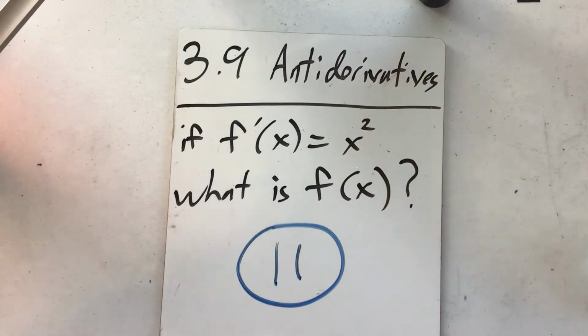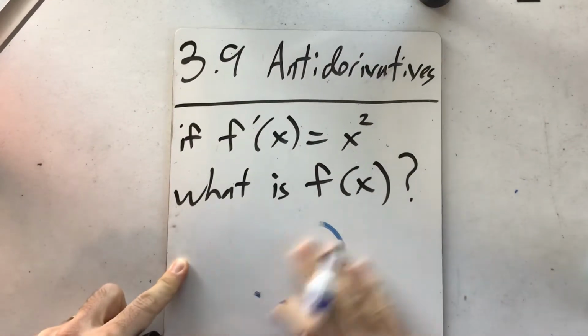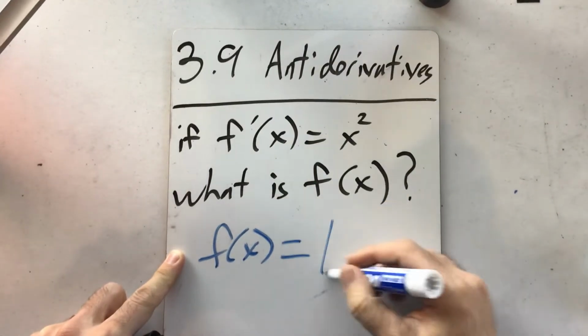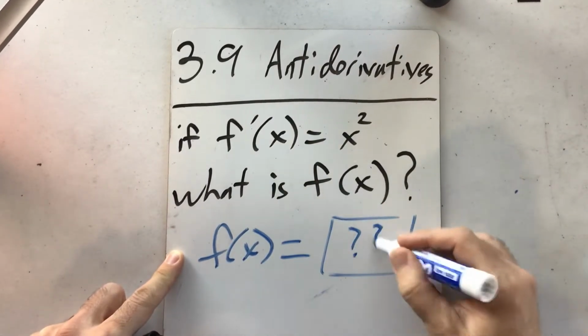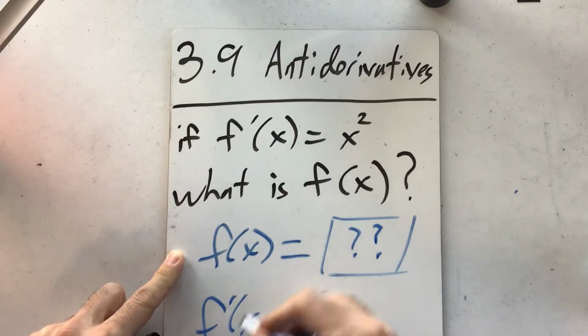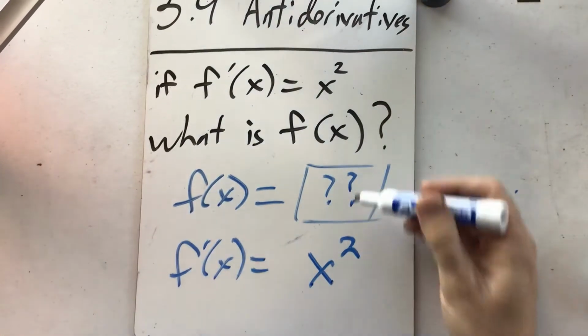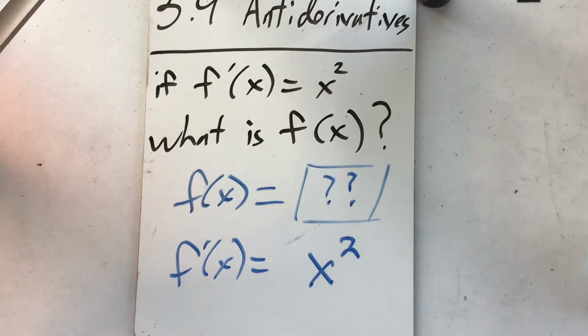We have some function right here, and I put a box over it, so we don't know what it is. Then I took the derivative of it, and I know that I got x squared for my answer. The question is, what did I start with? Okay, so pause your device right now. Try this problem and see how successful you can be.